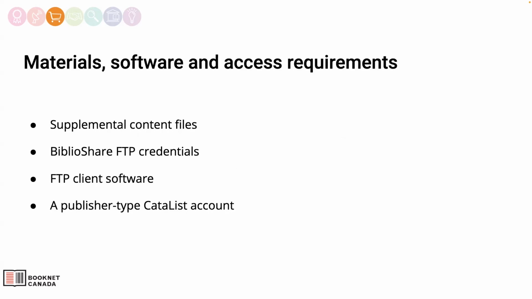This advanced tutorial is intended for publishers, and particularly for those publisher employees responsible for the distribution of metadata or marketing assets. In order to load supplemental content, you must have access to the supplemental content files you want to load, credentials for the BiblioShare FTP, and FTP client software. For example, we'll be using Mozilla's FTP client, FileZilla, in this tutorial. In order to review the supplemental content that you load, you'll also need a publisher-type CataList account.